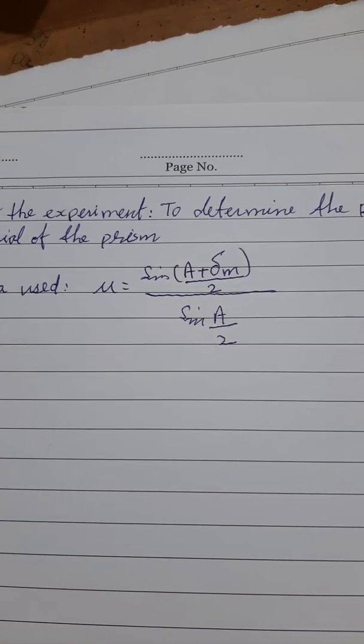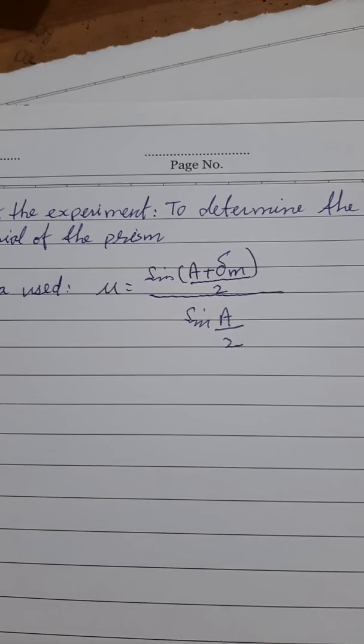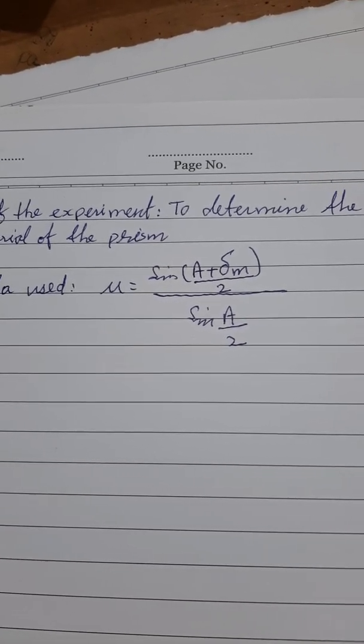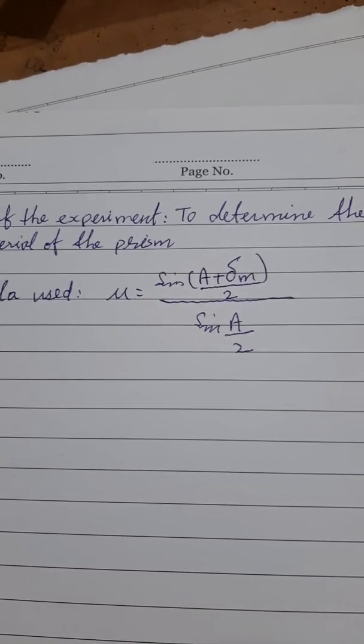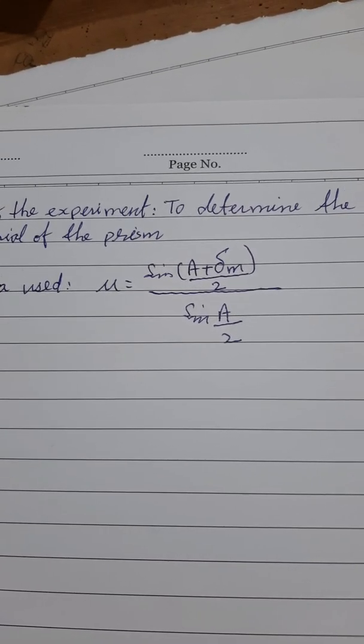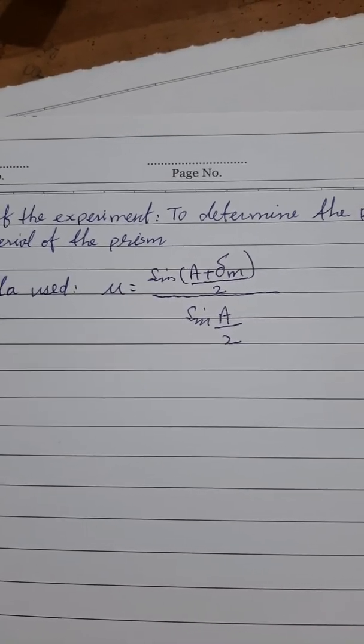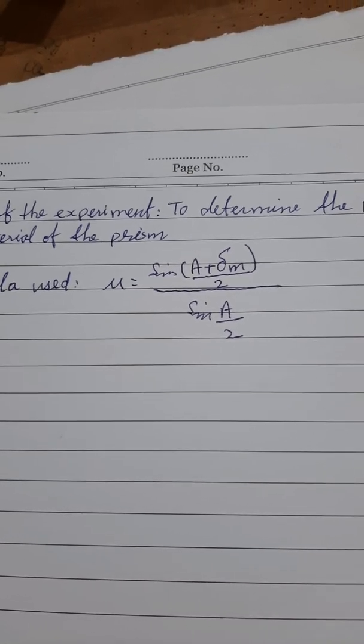This is the formula: mu is equal to sine (A plus delta m) by 2 divided by sine A by 2. Here mu is the refractive index of the material of the prism, A is the angle of the prism, and delta m is the minimum angle of deviation. Let us see how we can find out the refractive index of the material of the prism.